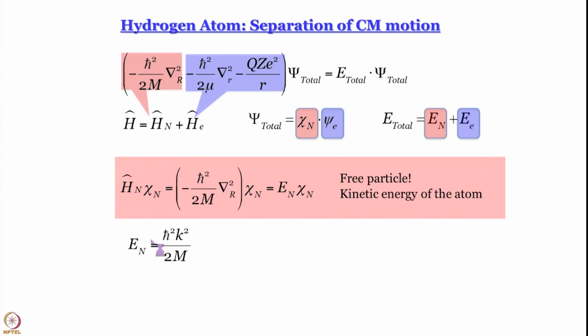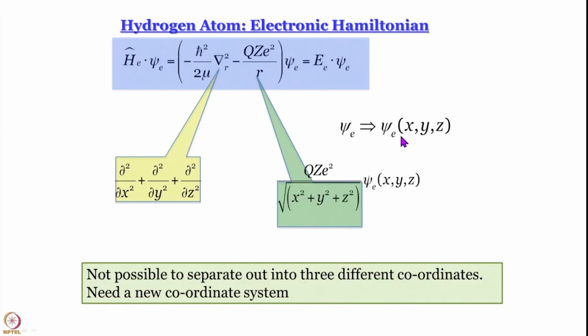And what we are concerned about for the rest of the course is this one: minus h cross square by 2 mu. Mu, remember, is the reduced mass, which is always used to reduce a 2 body problem into a 1 body problem. So, minus h cross square by 2 mu del small r square, kinetic energy of electron for movement with respect to nucleus, minus q z square by r potential energy, is equal to, you can see, E, energy of the electron, multiplied by psi e. That is the electronic part of the Schrodinger equation that we deal with.